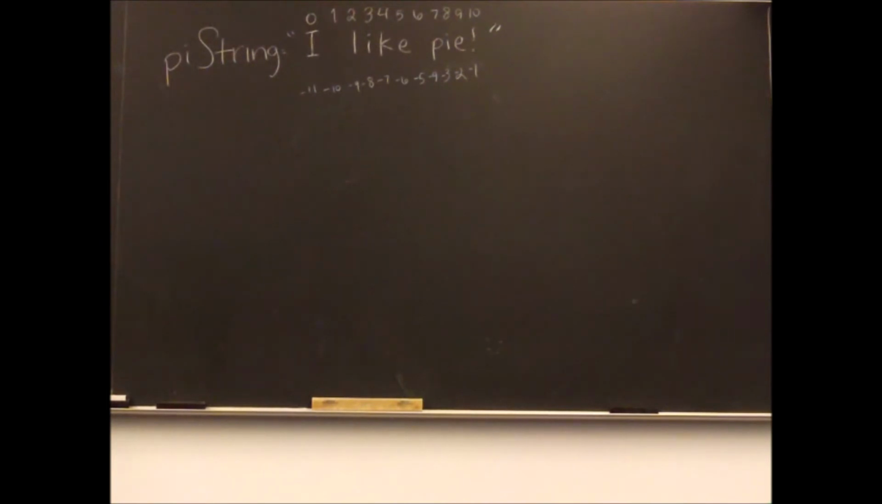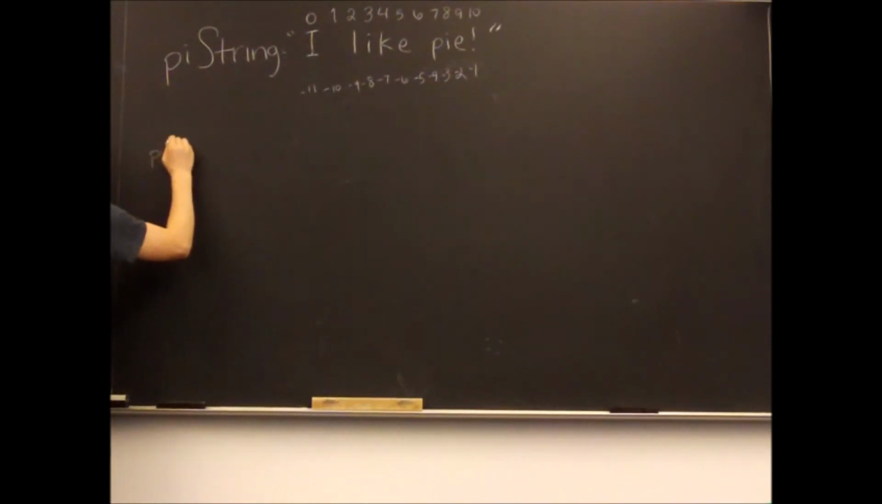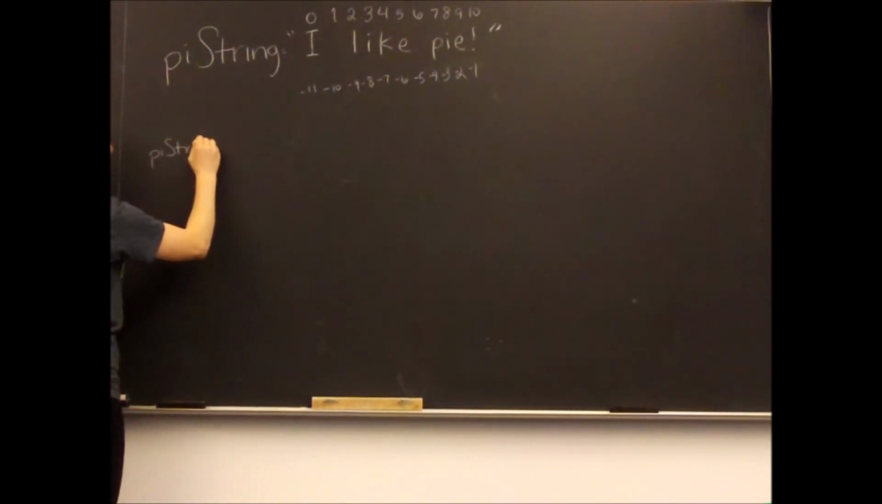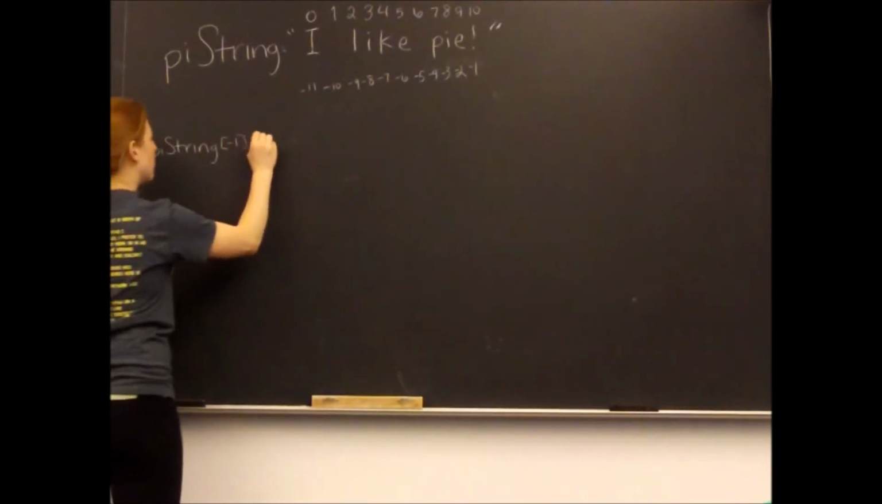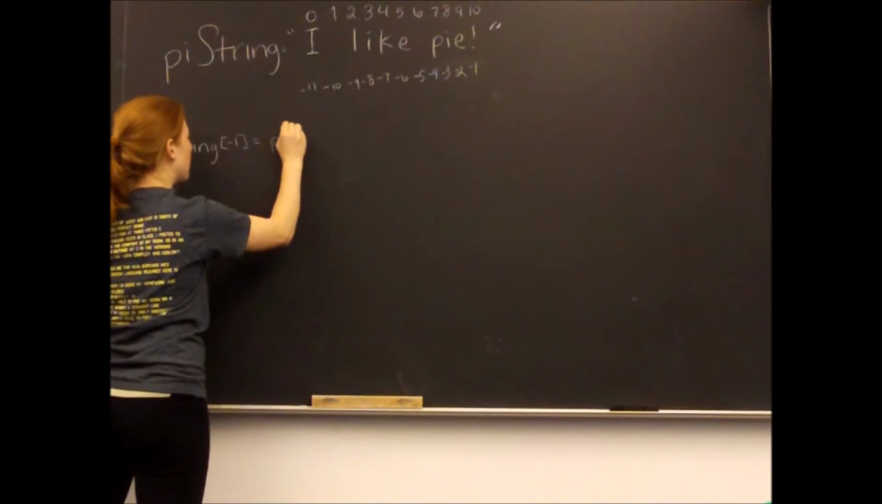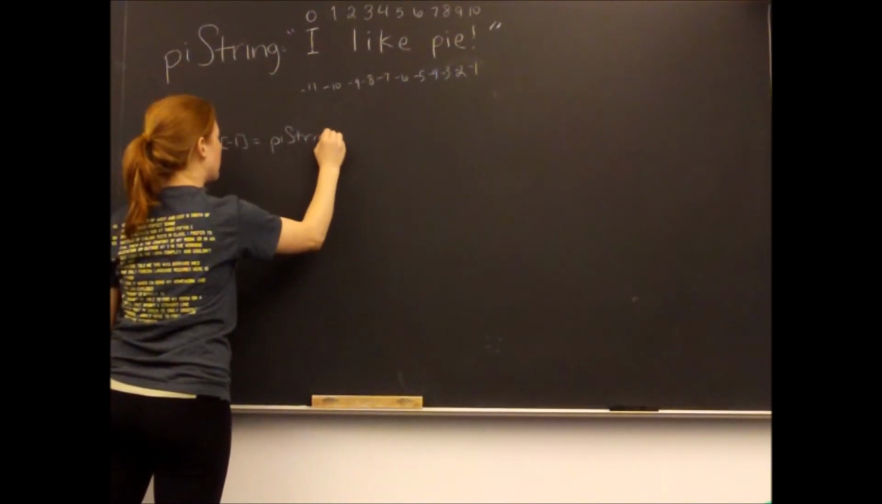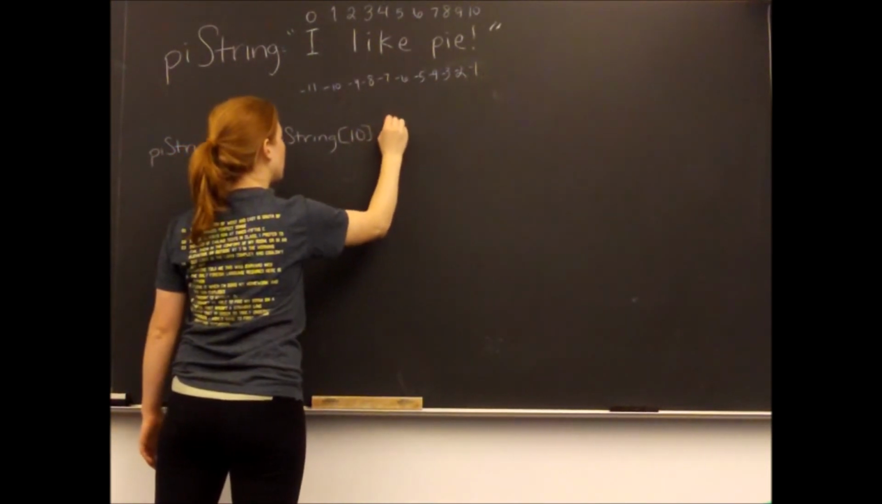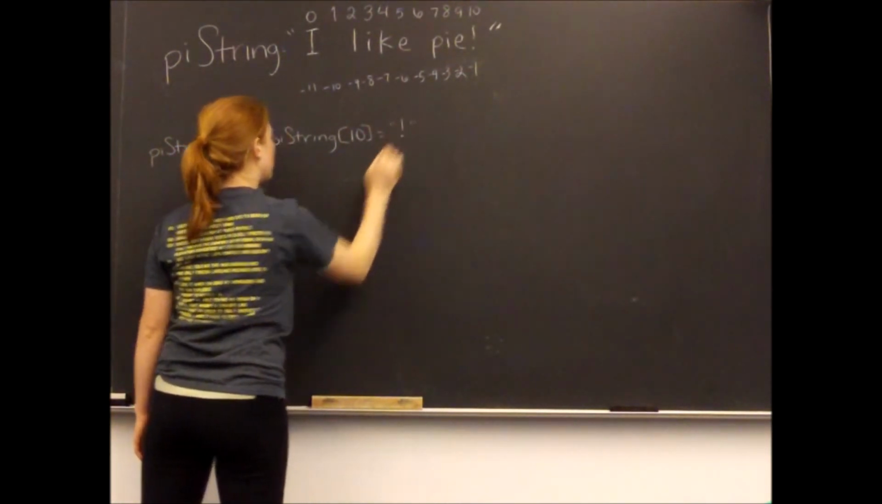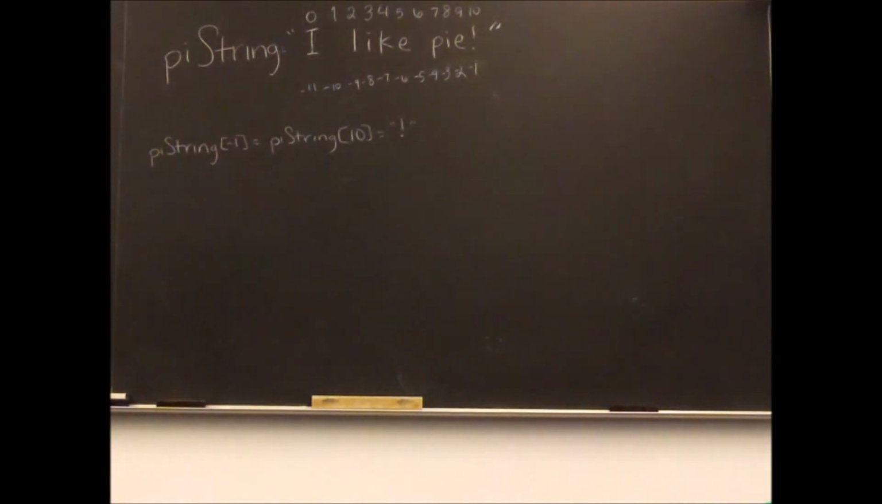For instance, let's say we wanted the exclamation point. We could call PyString of -1. Or we could call PyString of 10. Now, take a minute and see if you can figure out two ways to get the letter P.